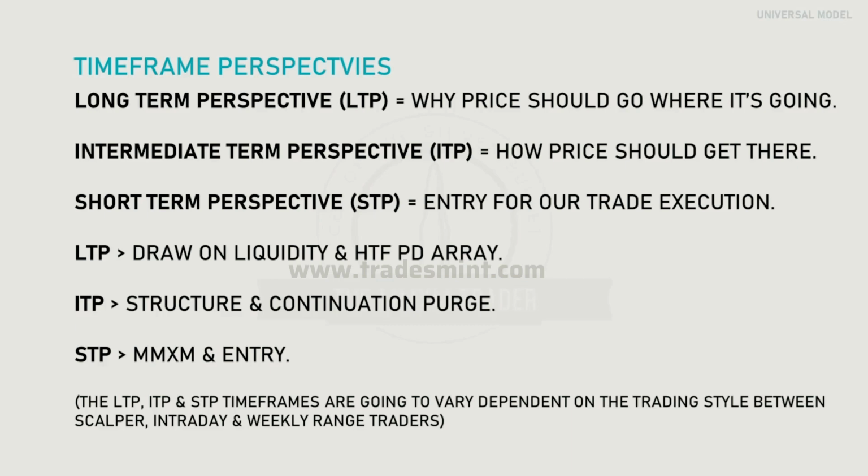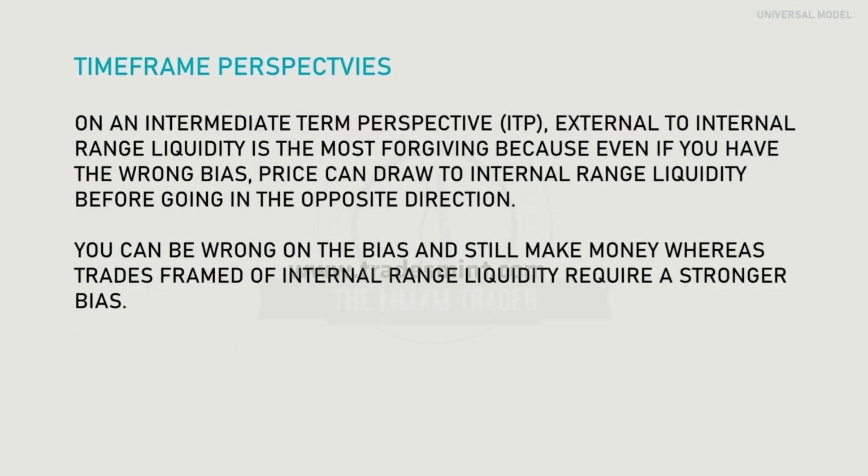The long-term, intermediate, and short-term perspective time frames are going to vary depending on the trading style you're using, between a scalper, intraday, or a weekly or swing trader. So, building back on those time frame perspectives, on an intermediate term perspective, or an ITP, external to internal range liquidity is the most forgiving, because even if you have a wrong bias, price can draw to internal range liquidity before going in the opposite direction. So you can be wrong about your bias and still make money, whereas trades framed from internal range liquidity require a stronger bias.